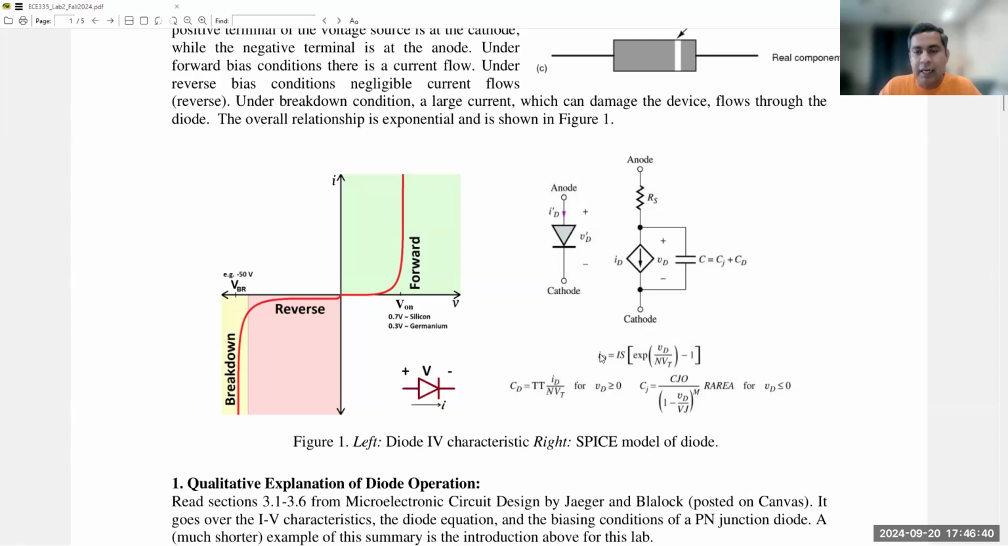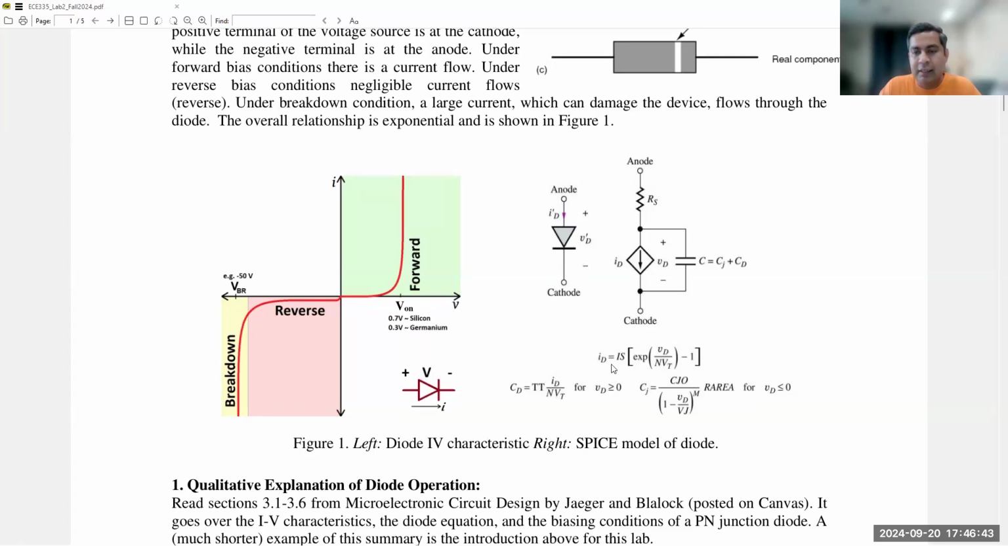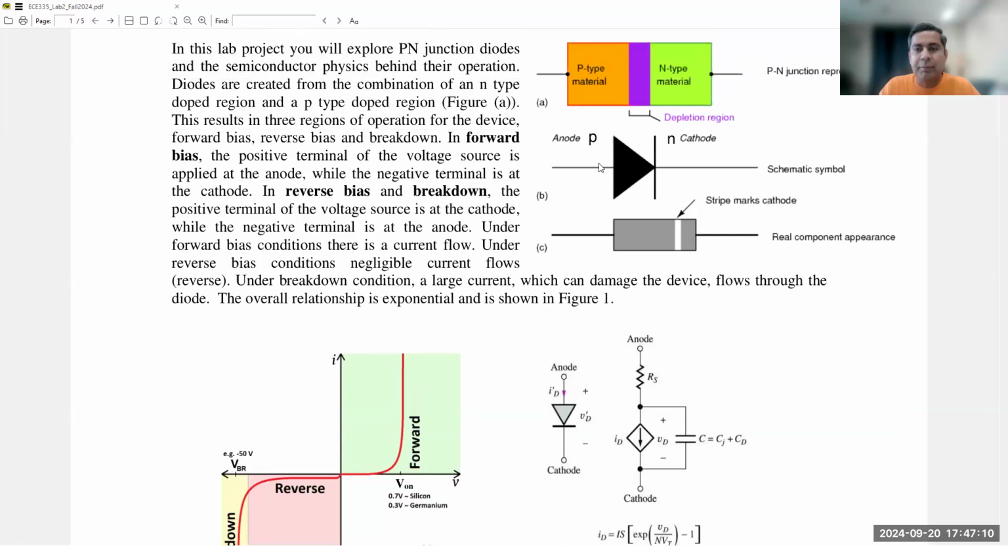So the behavior of that current is explained with this equation: ID equals IS times exponential of VD by N VT, minus 1. I'm going to explain the parameters, the variables mentioned here, in a bit, but let me just go over this phenomenon when we're applying a voltage across this diode in the positive direction. That means the positive side of the supply voltage is connected to the anode, or P side, of the diode, and the negative side of the supply voltage is connected to the N side, or the cathode.